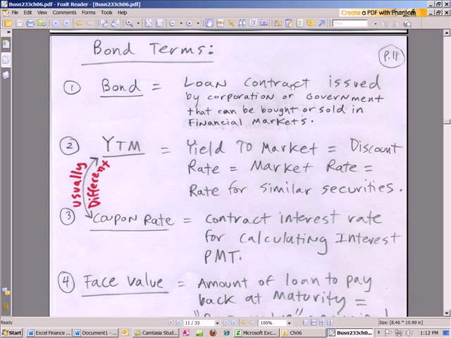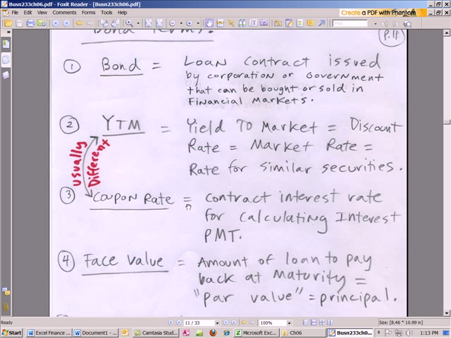So a bond is just a loan contract issued by a corporation or government that can be bought or sold in the financial market. So that's another big conceptual jump when you're learning finance like this. A bond, unlike a loan from a bank, a loan when you go out and take a loan at a bank, is usually harder to sell, right? But government bonds especially, you can just go out and sell them in the financial markets, right? So that's what a bond is. Loan contract, and can be bought or sold at any time.